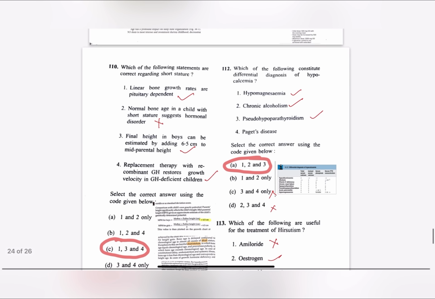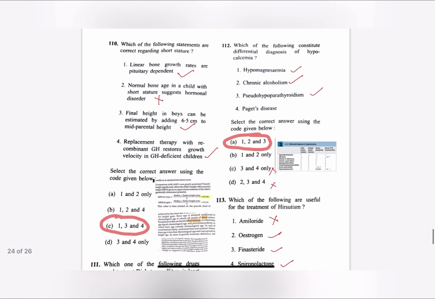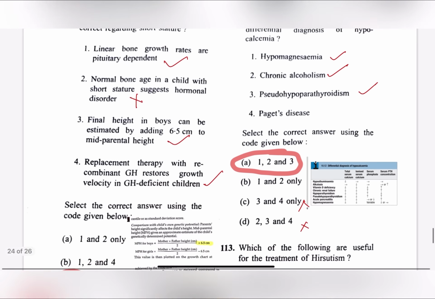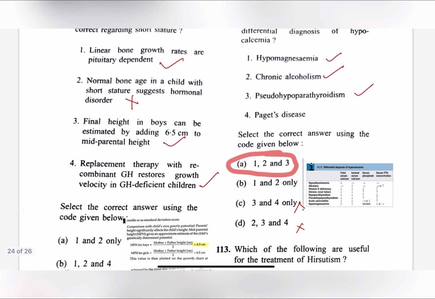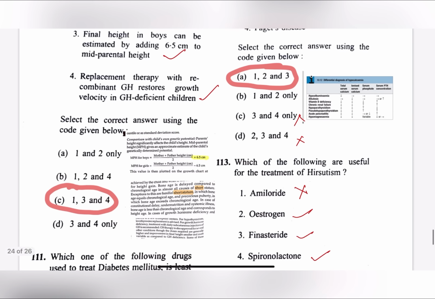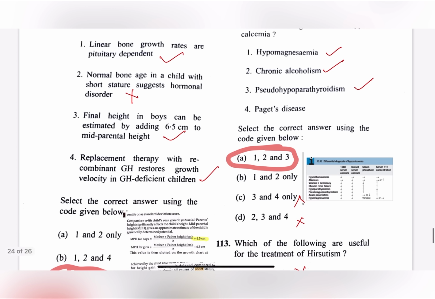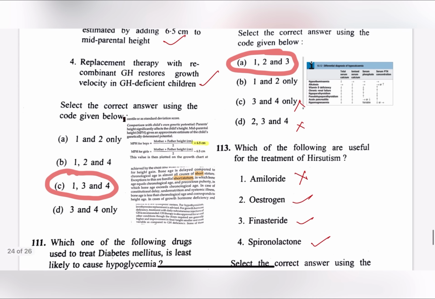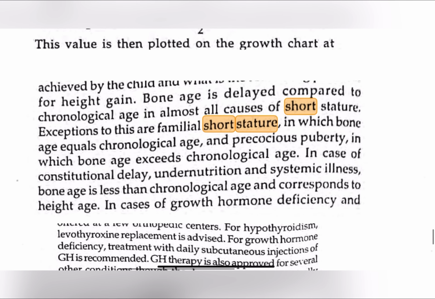Next we have 110 question. They are saying which of the following statements are correct regarding short stature. In short stature what we have is, first they are saying linear bone growth rate is pituitary dependent. Then they are right, it is pituitary dependent. Next statement is normal bone age in a child with short stature suggests hormonal disorder. That is wrong because bone age is delayed compared to chronological age in almost all cases of short stature.